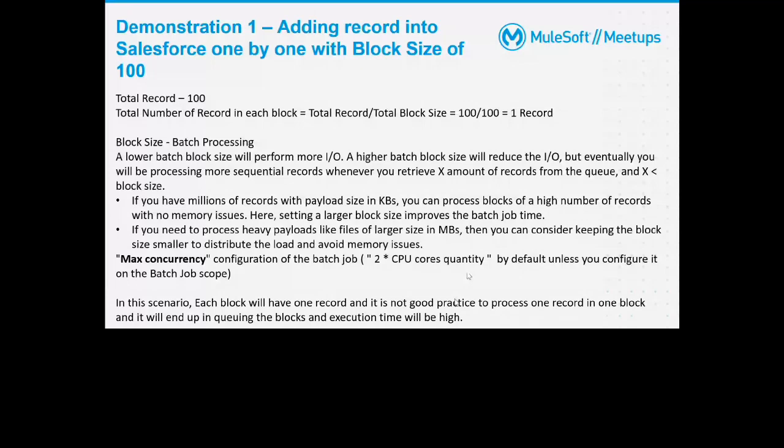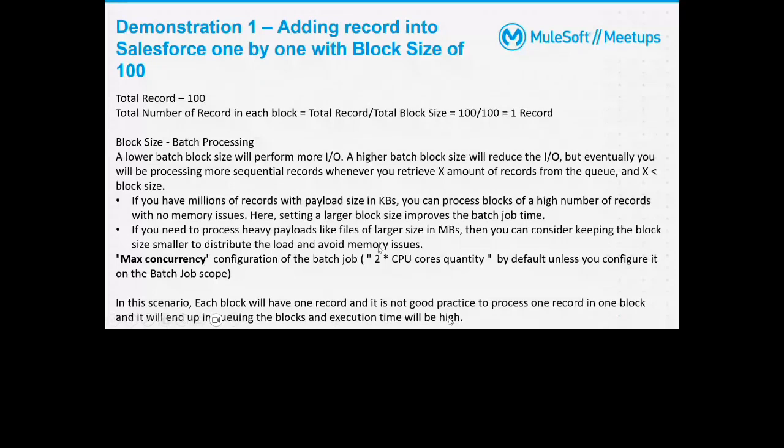But you can set 10, you can set 12, it depends on you. But by default, if you are not setting this, it will be 2 times the number of cores in your machine, right? In this scenario, each block will have one record. It is not good practice to process one record in one block. It will end up queuing the blocks and execution time will be high.